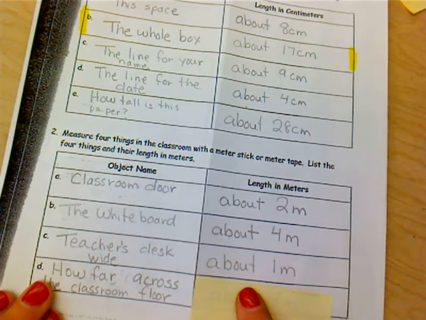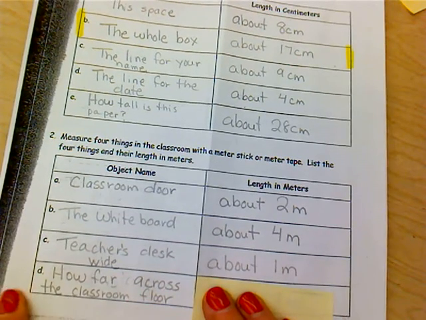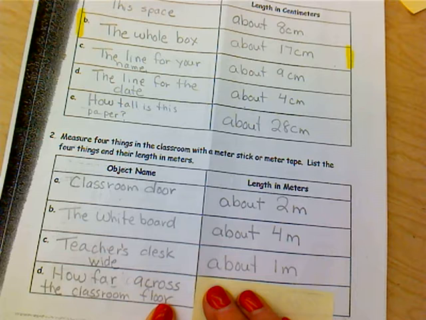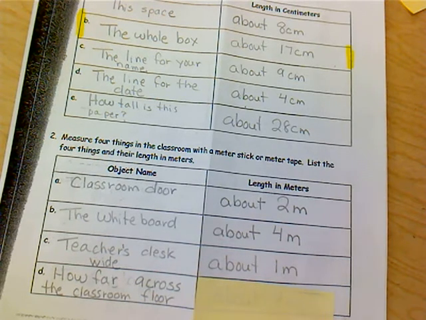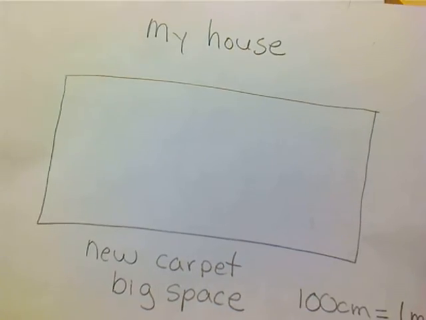Now, here's the tricky one. How far is it across the classroom floor? This would be like measuring the carpet from one side of the classroom to the other. And it would be very similar to what we just did a few minutes ago when I talked about measuring my living room. Oh, there it is right there. Remember when we talked about measuring the carpet for my living room?